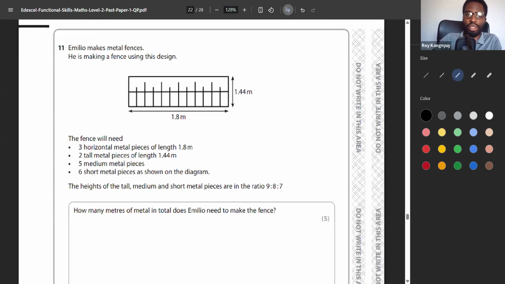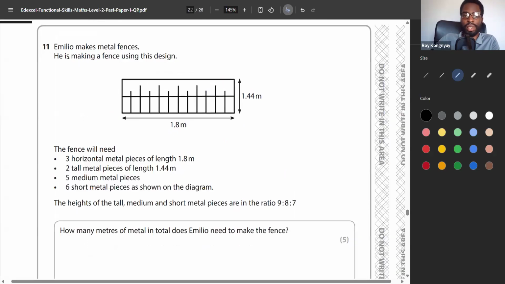All right, Emilio makes metal fences. He's making a fence using this diagram, using this design. The fence will need 3 horizontal metal pieces of length such and such, 2 tall metal pieces of length such and such, 5 medium metal pieces, and 6 short metal pieces. I see.